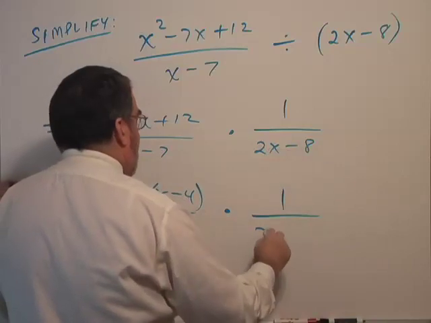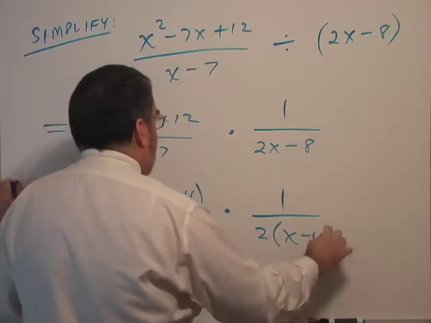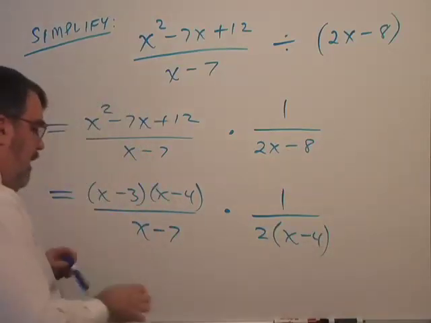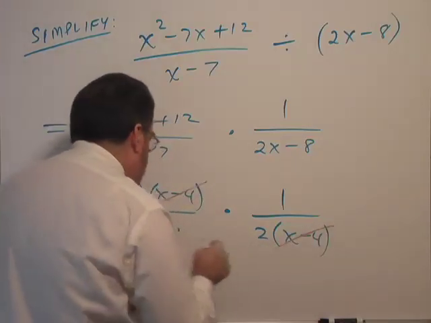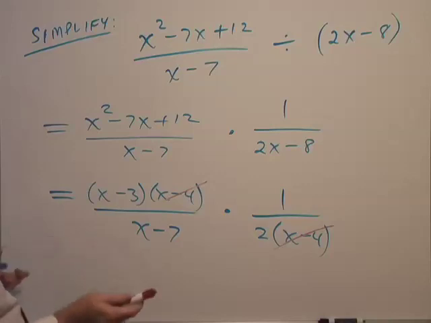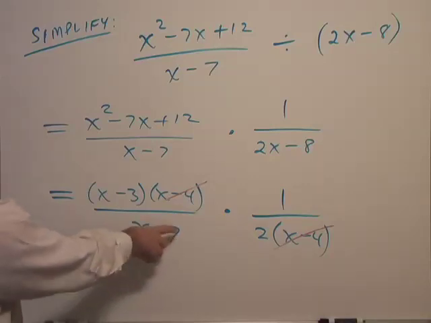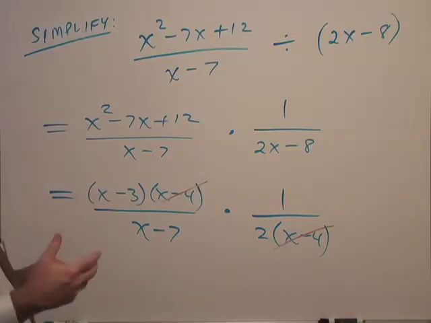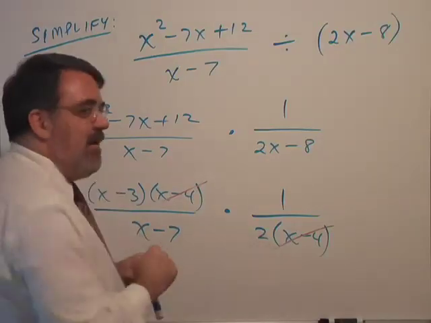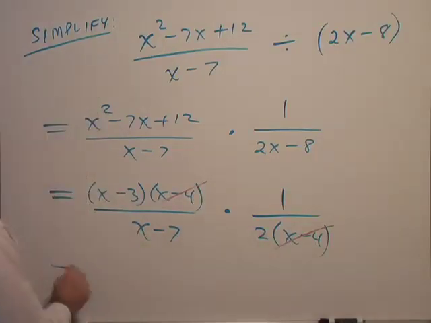Here I can factor 2 out, 2 parentheses x minus 4. And let's see, we can cancel the x minus 4s. Now nothing else cancels here. All right, so x minus 7 is not the same as x minus 3. What some students will overlook is this remaining 2. And so don't forget that's part of the problem.